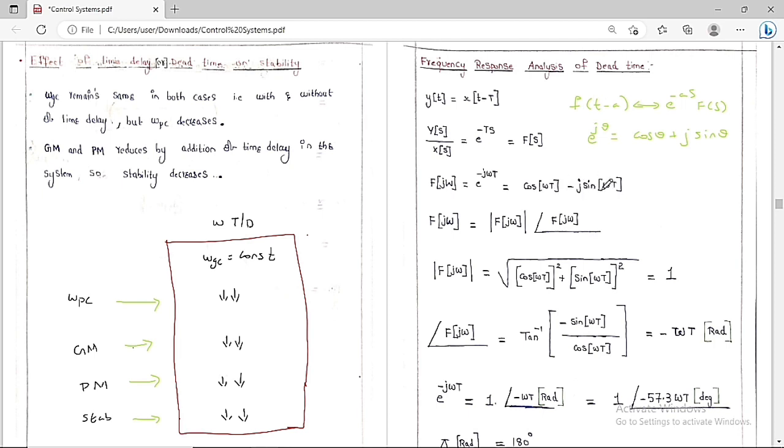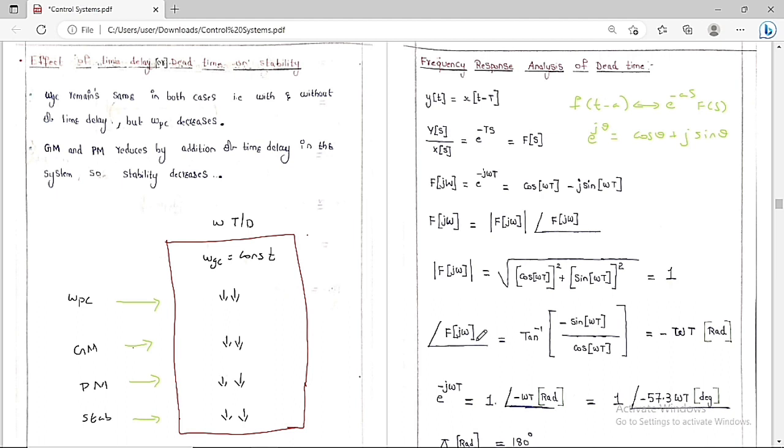Now this is basically a complex number. It has a real part as well as an imaginary part. This is rectangular format, so I want to convert it into magnitude and phase angle. Therefore, f of j omega is equal to the magnitude of f of j omega, with the phase angle of f of j omega. So what is the magnitude? The magnitude is root over cos omega T whole square plus sin omega T whole square, which is equal to 1, because cos squared theta plus sin squared theta is equal to 1. So root over 1 is equal to 1.